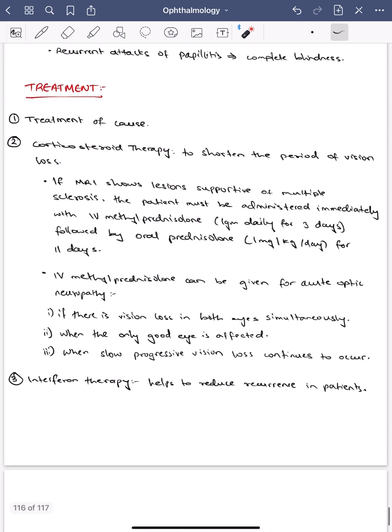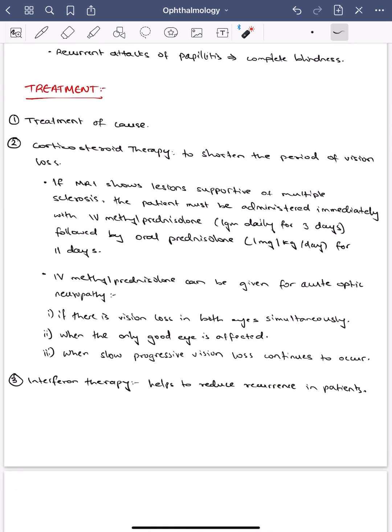Now coming to the treatment of optic neuritis. Now first is the treatment of the cause, that is, you find the cause and you treat the cause. Second is corticosteroid therapy.